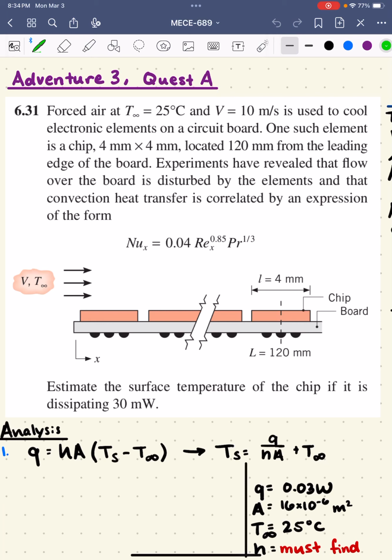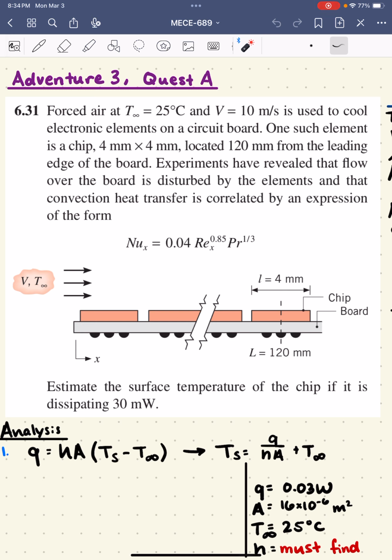In this problem, we have forced air at this temperature, at this velocity, and it's cooling electronic elements on a circuit board. One of these elements is 4 meters by 4 meters, and it's located 120 millimeters from the leading edge of the board, which is over here, where x is equal to 0.